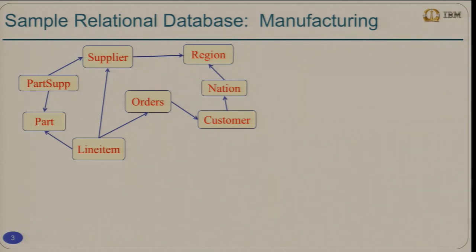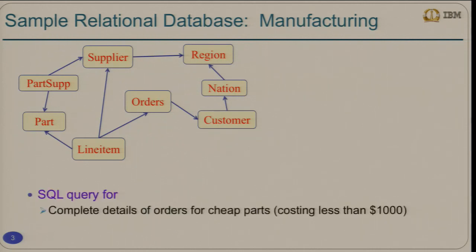So basically, each box here is a relational table, and a directed edge says that from the source table there is a foreign key in the source table which refers to a primary key in the target table. Okay. And let's consider a simple query. It basically says that I want all the details of orders for cheap parts. Let's say those parts which cost less than $1,000.